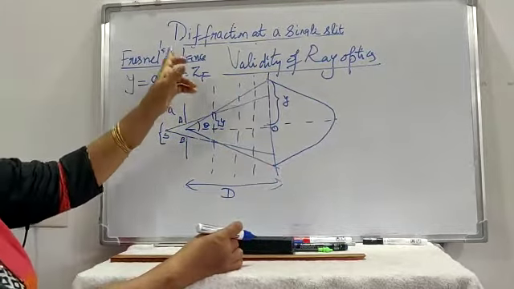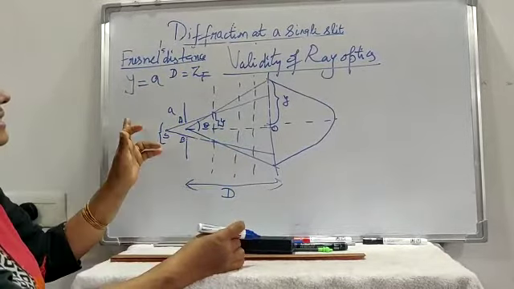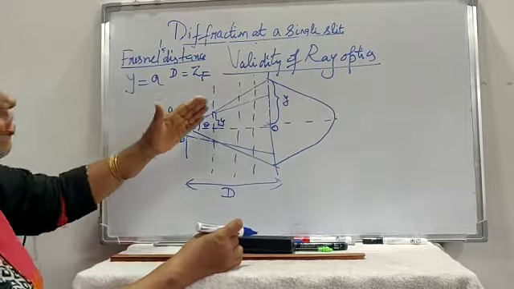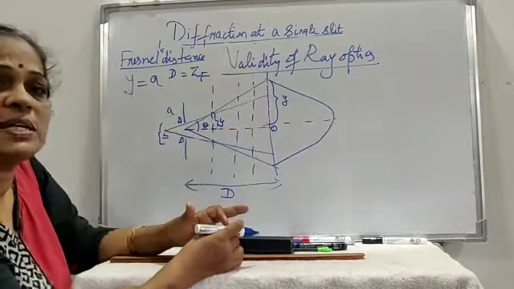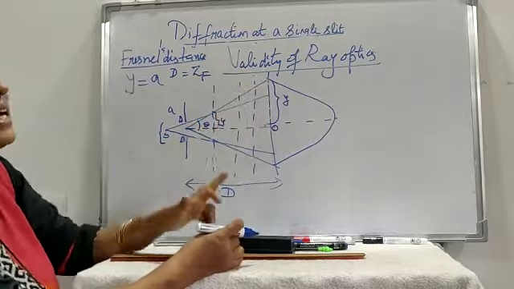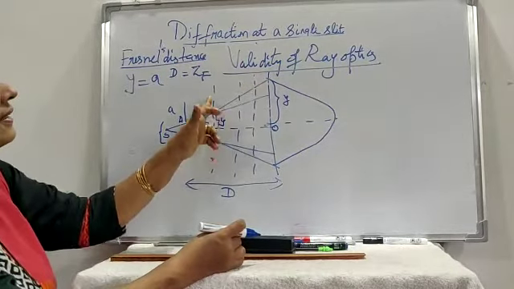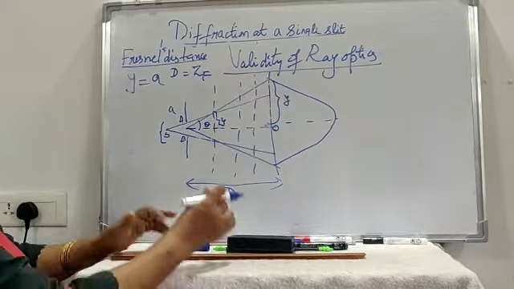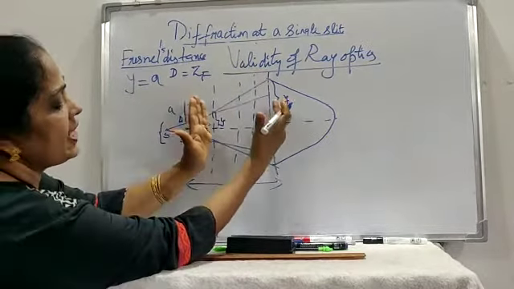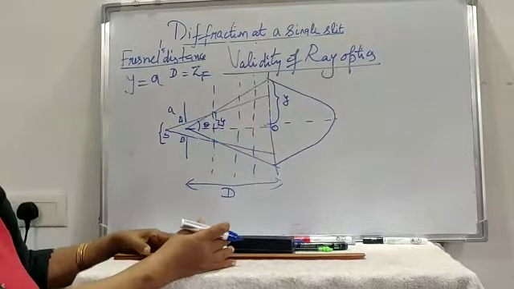We can also define Fresnel's distance as the linear distance travelled by a wave before it gets deviated from its original path. From here only diffraction, that is bending, is taking place. Till this point there is no bending of light, which means till this point ray optics is valid, and beyond this wave optics is valid.